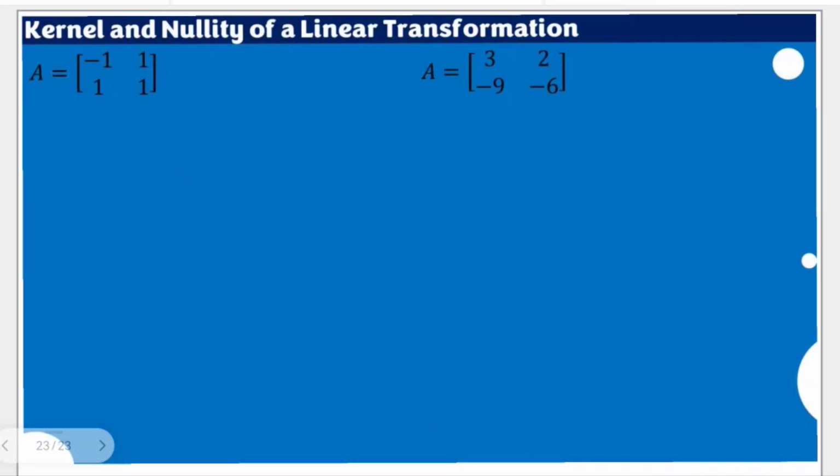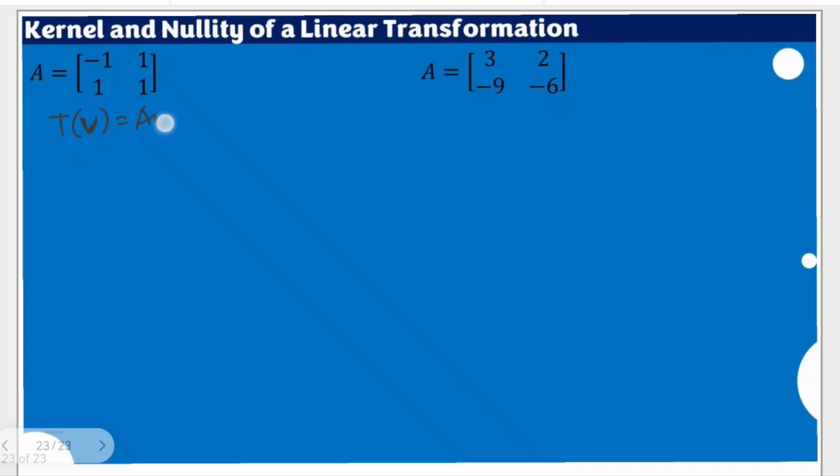This time, we are going to show the kernel and the nullity of a linear transformation involving matrices. We have two 2 by 2 matrices. Then we're going to show the kernel, which means the set of all vectors that result in a zero vector, and the nullity, which is related to our kernel.